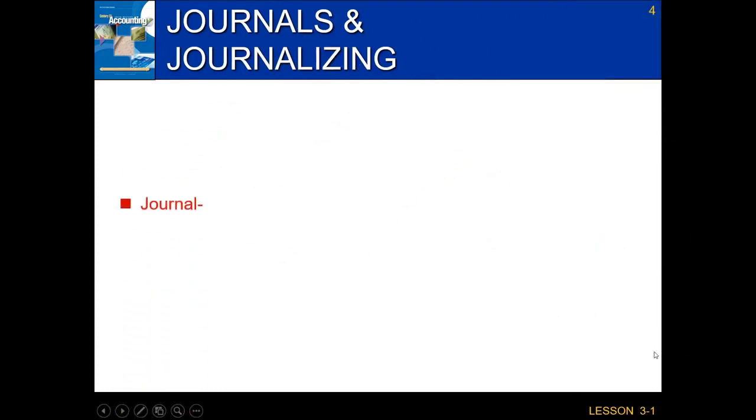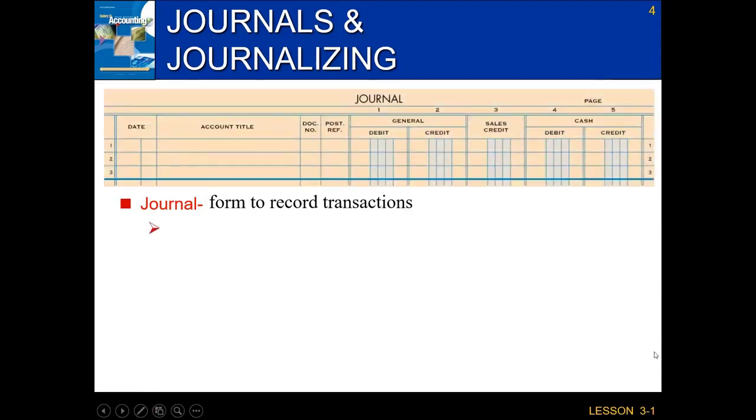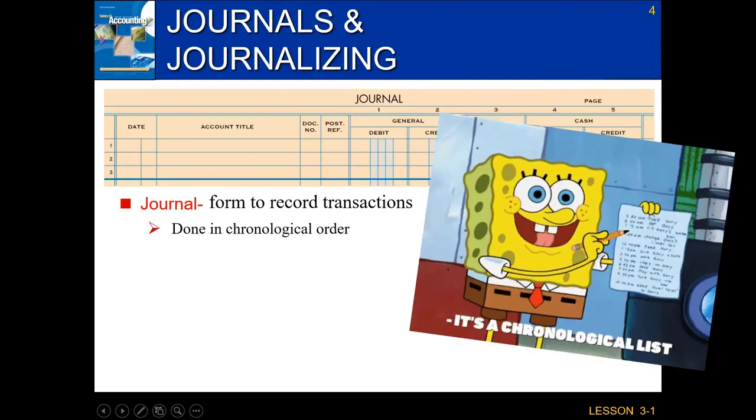So the first thing we need to do is define what a journal is. A journal is an actual form that we're going to use from here on out to record our transactions on. And it looks like this. Now it's important to note that journals are done in chronological order. So we will go from the start of a month to the end of a month in journaling, in accounting.